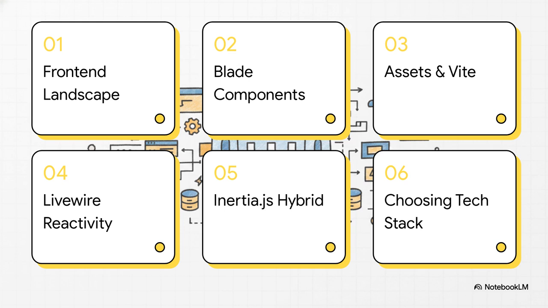Here's our syllabus for today, just to give you a quick mental roadmap of the paradigms we're going to cover. We'll start with the Laravel front-end landscape, then hit component-driven design with Blade. Next is assets, bundling, and Vite, followed by server-side reactivity with Livewire. Then we'll look at the hybrid SPA using Inertia.js, and finally wrap up with choosing your tech stack.